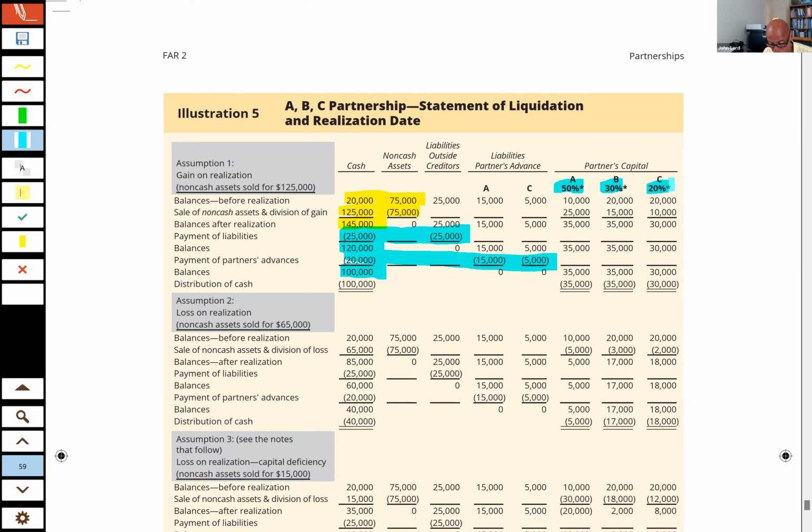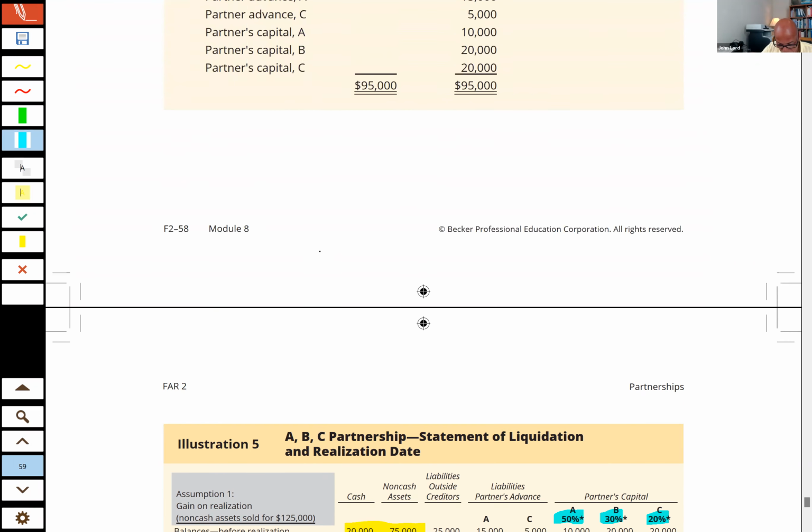And now I've got a problem. Why are they distributing this way? Shouldn't A be getting 50,000 in this example? What happened? I always hated this example. I have to be honest, I'm not sure where they're getting those distributions. Why is it not 50, 30, and 20? Was there something up in here that they told us?